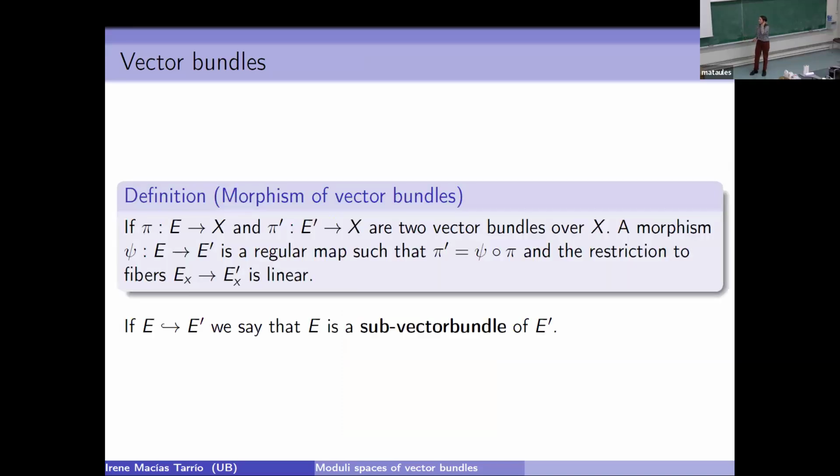Okay, so another thing that we have to define is isomorphism between vector bundles, because what we really want to classify is vector bundles up to isomorphism. If we have two vector bundles, an isomorphism is a map that commutes with the projection. So if we compose it with one projection, we get the other one, and restricted to the fiber it is linear. So this gives us the notion of isomorphic vector bundles, and we can also talk about subvector bundles of another one: one vector bundle included in the other.